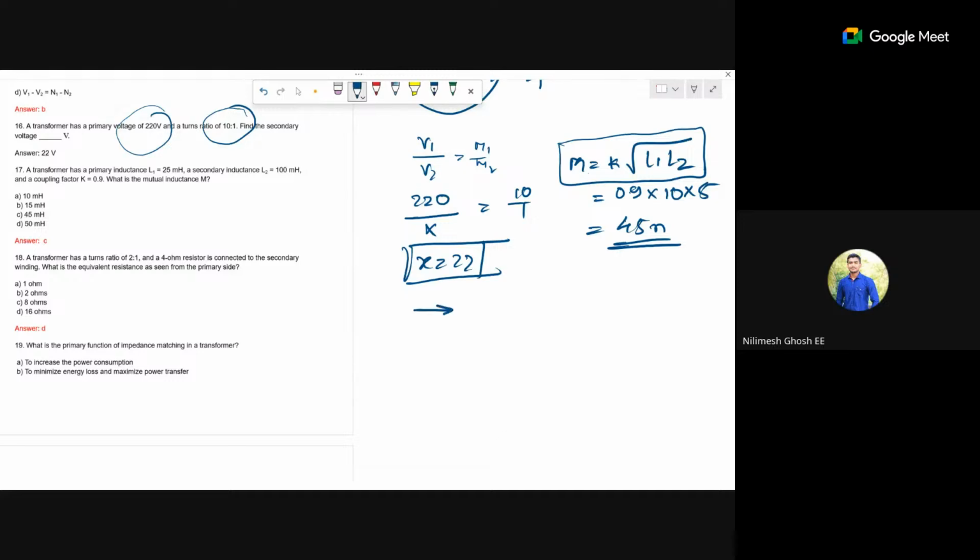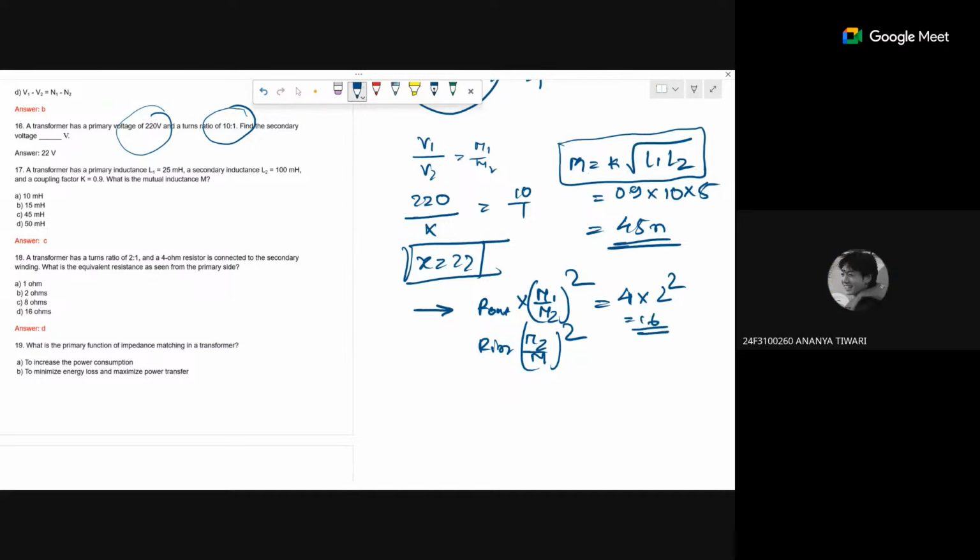If you're looking from the input side, there will be R out into N1 by N2 square. And if you look from the output side, it will be R in into N2 by N1 square. So here R out is 4 and this is 2 square, so it will be 16. Because voltage and current both will be there for converting.